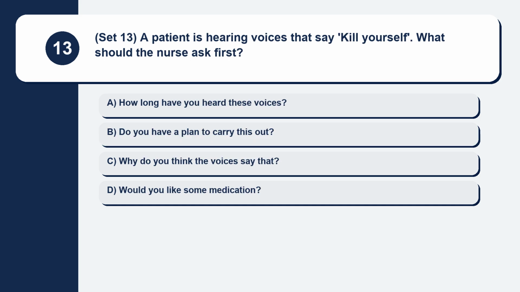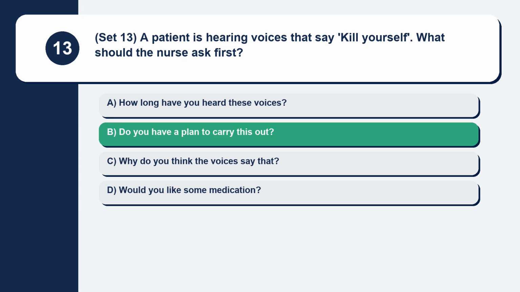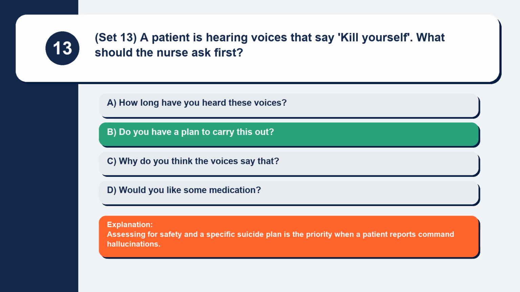Question 13. Set 13. A patient is hearing voices that say, "Kill yourself." What should the nurse ask first? How long have you heard these voices? Do you have a plan to carry this out? Why do you think the voices say that? Would you like some medication? Assessing for safety and a specific suicide plan is the priority when a patient reports command hallucinations.